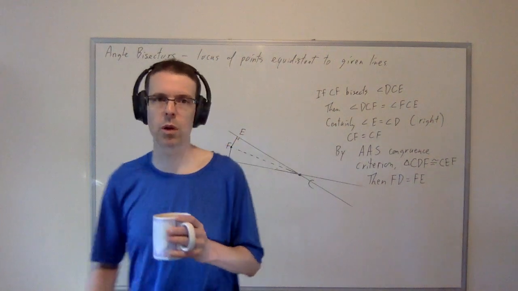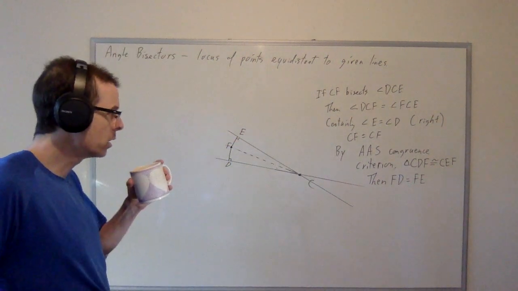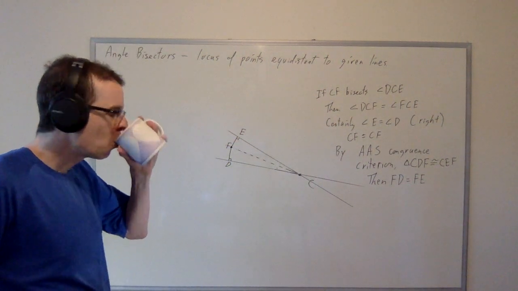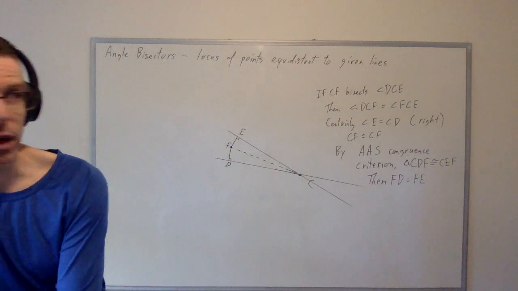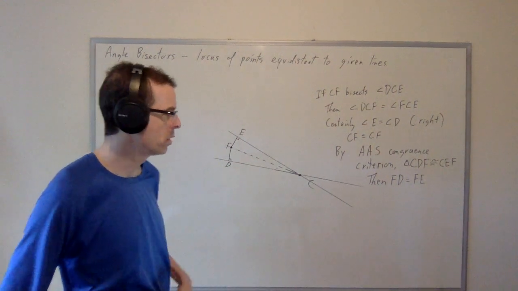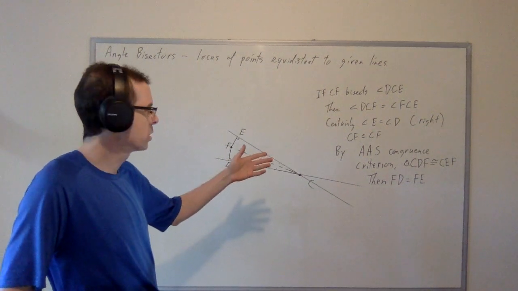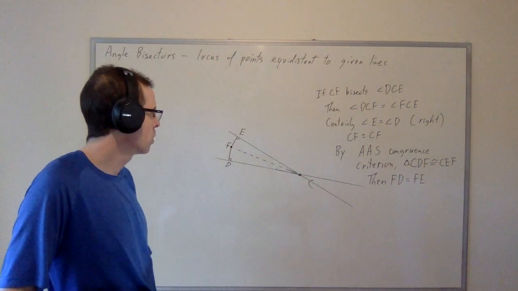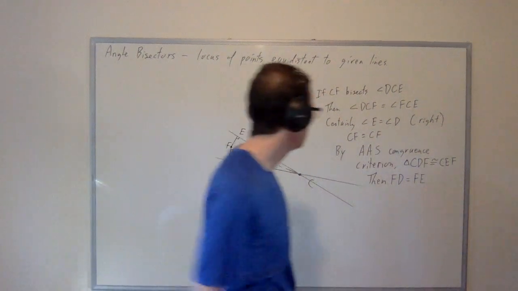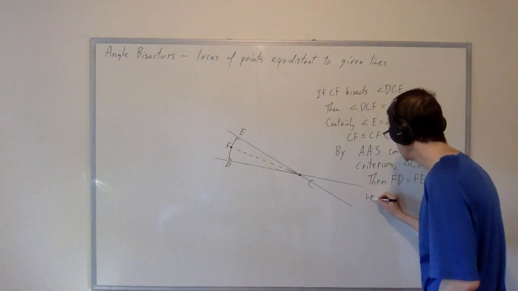That's because corresponding parts of congruent triangles are congruent, which can either be called the definition of congruence or it can be called CPCTC, depending on how you like to work. But whenever we have triangles that are congruent, then corresponding features of them are equal. So let me interpret this.